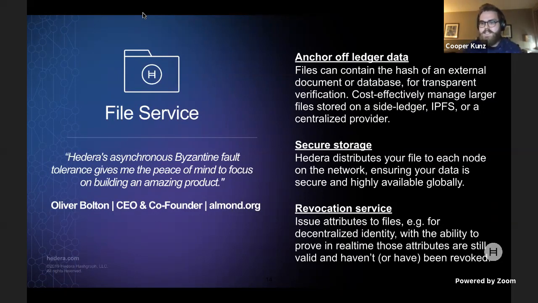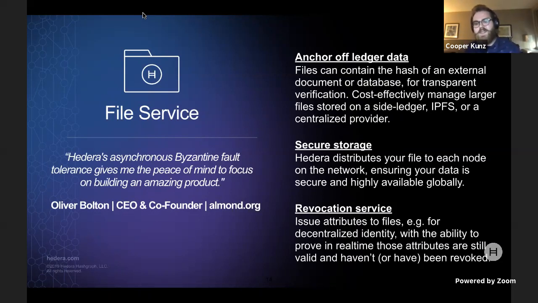The file service is a really interesting way where you can anchor data that's not on the Hedera network and put it on the Hedera network for transparent verification. In the same way that it might be helpful to have payments logged on a transparent network where everyone can see the history of those logs, it's also really helpful to have files managed in the same way. This ensures 100% data replication, so if that file is super important, you can always get it.